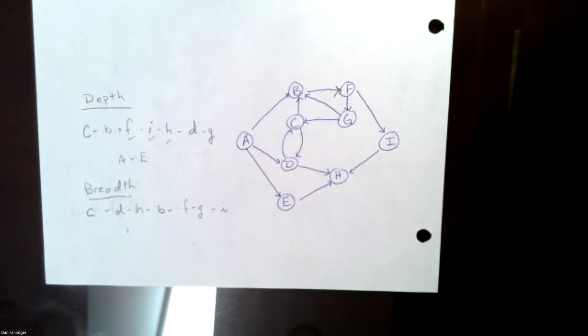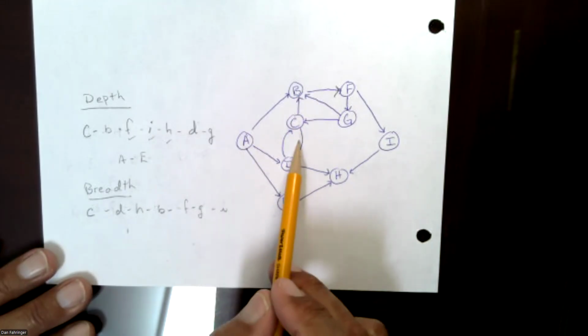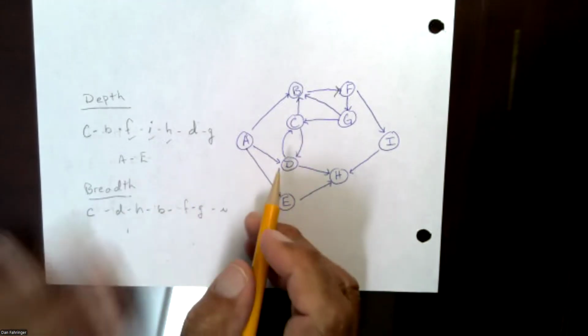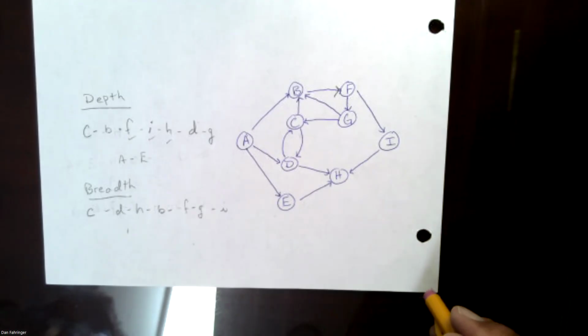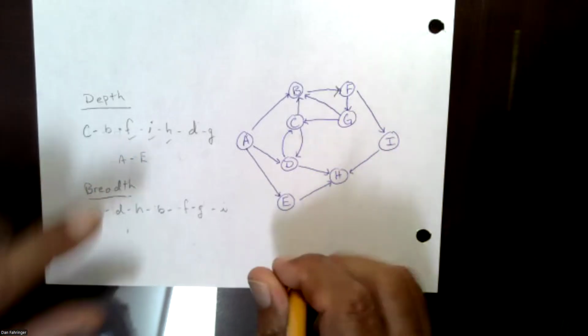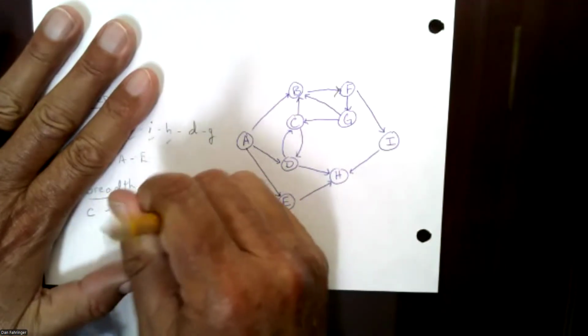Let me clear that out. C goes to B. Yep. And C goes to D. What? Did I mess something up? Let me look at Daniel's answer again. C, D, B, H, F, I, G.